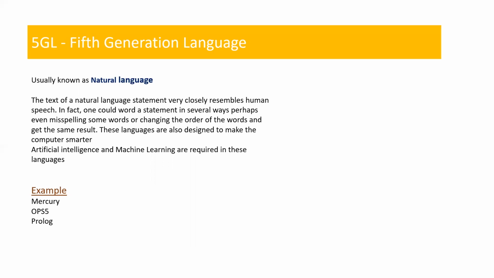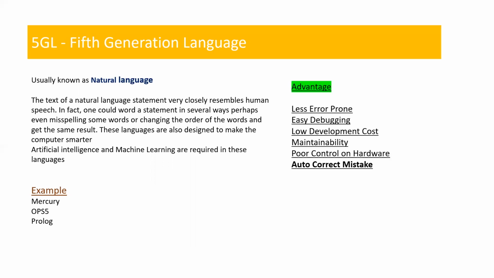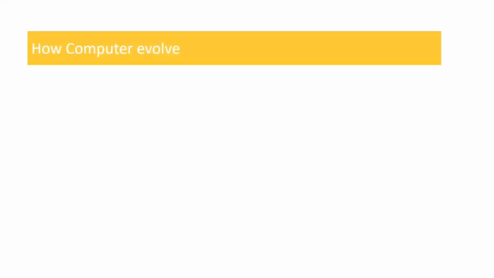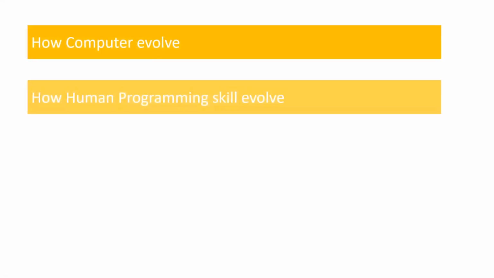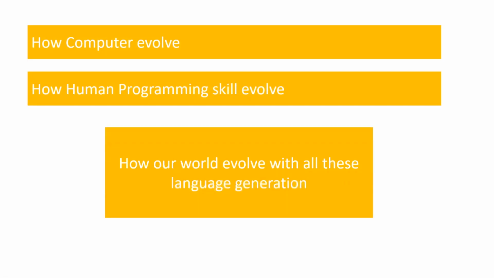Some examples of these languages are Mercury, OPS5, and Prolog. And again, the advantages are many. There is no error proneness, it is easy to debug, development cost is very low, maintainability is good, and mistakes are autocorrected. There are so many advantages of these fifth generation languages. With programming language generations, we understand how computers evolve with time, how human programming skill evolves with time, and how our real life evolves with all these language generations, because these languages nowadays play a vital role in all the gadgets that we have and in real-time problems.